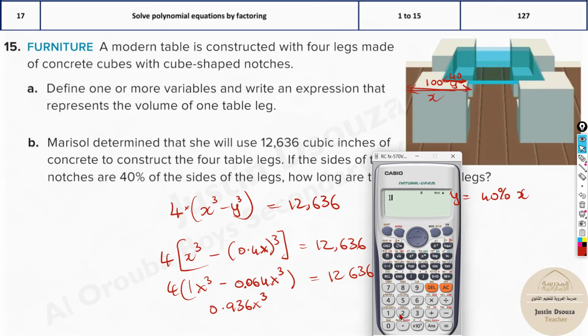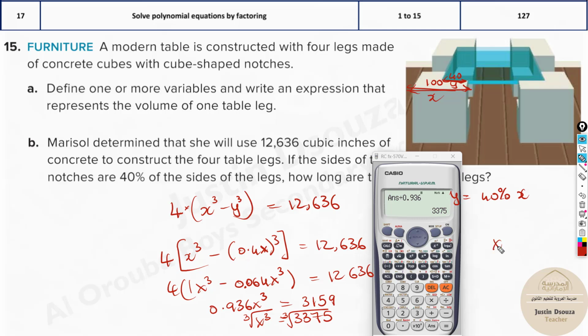Let's do it in the calculator. 12,636 divided by 4 is equal to 3159. So here it is 3159. Now divide both the sides by 0.936. So what I'll do is I'll just divide this by 0.936. It's 3375. So we have to just get x, right? So x cube is basically 3375.